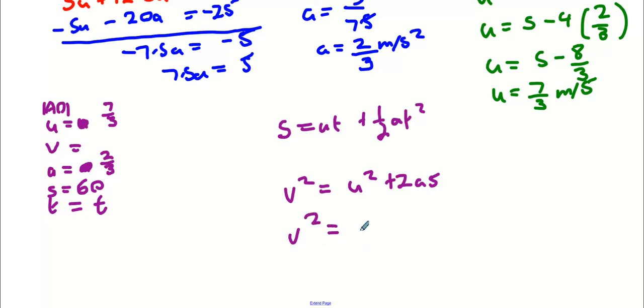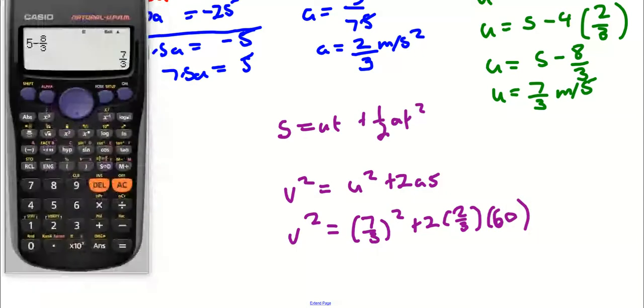So v squared equals (7/3) squared plus 2 times 2/3 times 60. Now this is easy because it's just put into the calculator and get your answer. So 7 over 3 squared plus 2 times 2/3 times 60. Square root that. That's not great.